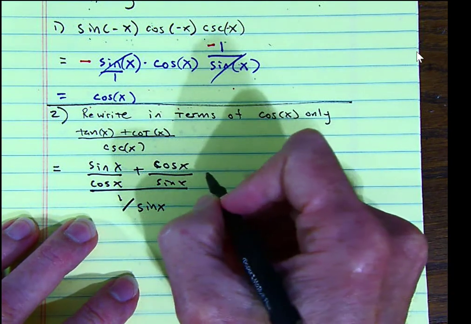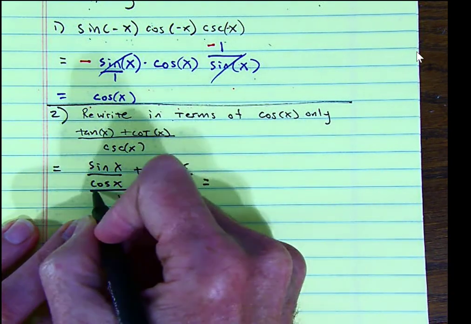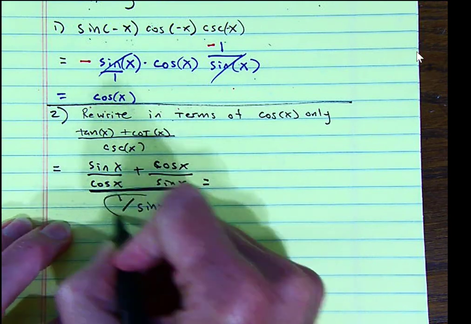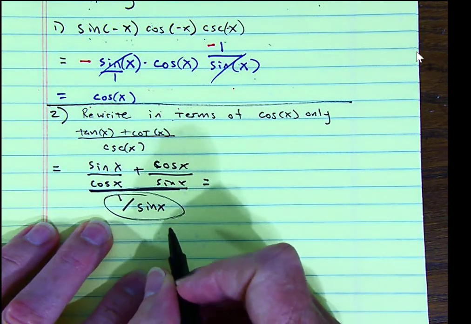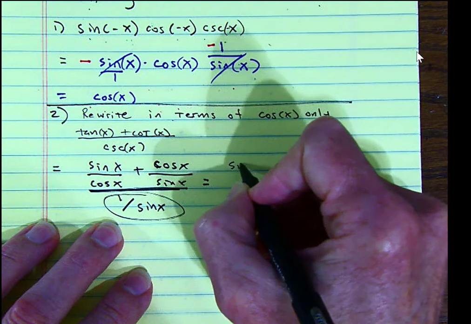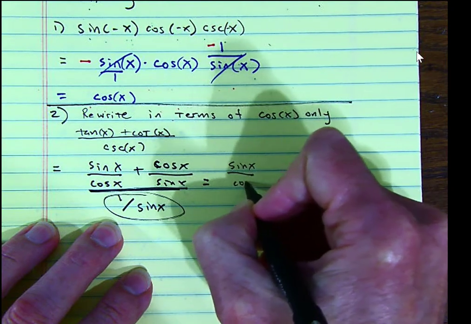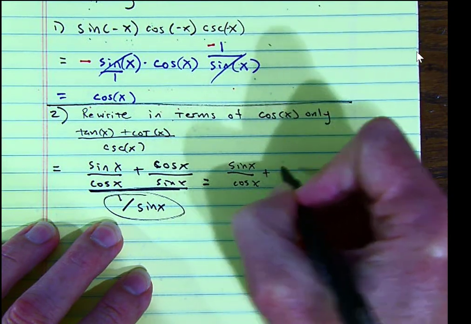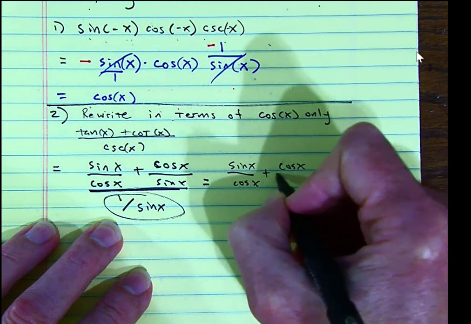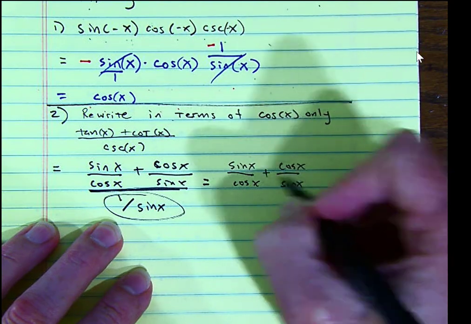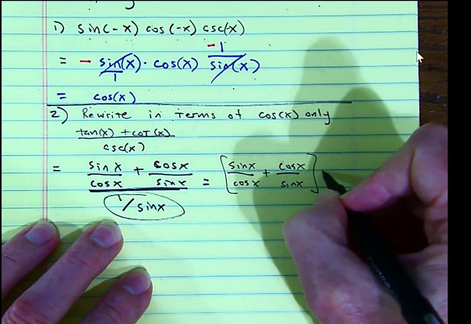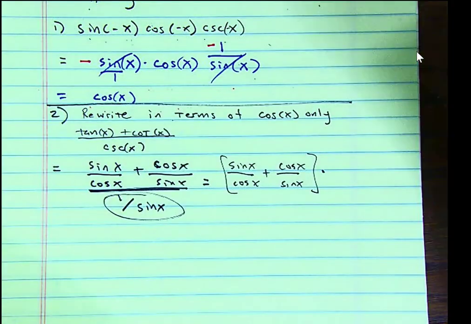All right, so I'm going to transform this giant fraction in here and multiply by the reciprocal. So I'm going to have sine of x cosine x plus cosine x sine x. This is my numerator. And now I'm going to times it by the reciprocal.